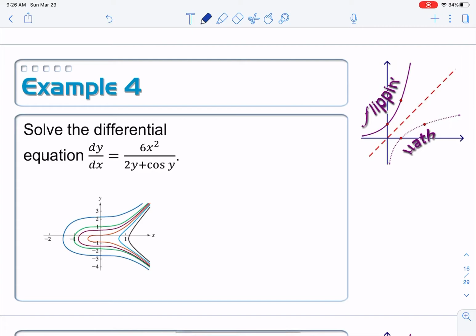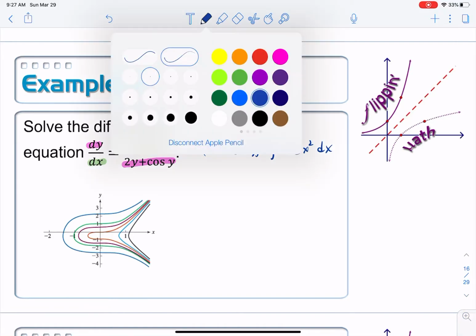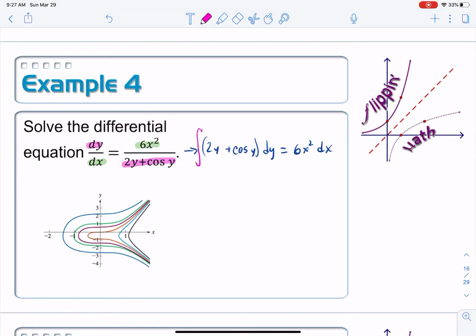Now, step number 1 is a separation of variables, and notice that we've got y's over here on the left, and we also have y's on the right-hand side. And then we also have some x's on the left and some x's on the right. And it looks like to separate the variables, all we will need to do is to cross multiply this. I'm going to have 2y plus the cosine of y dy should be equal to 6x squared dx. That one, extraordinarily easy to separate the variables.